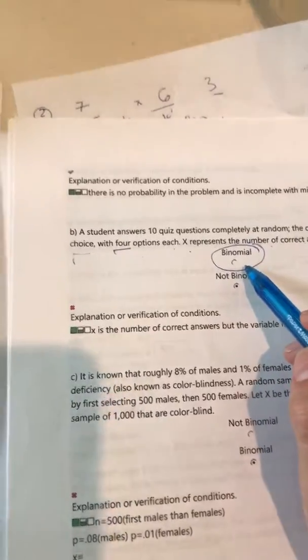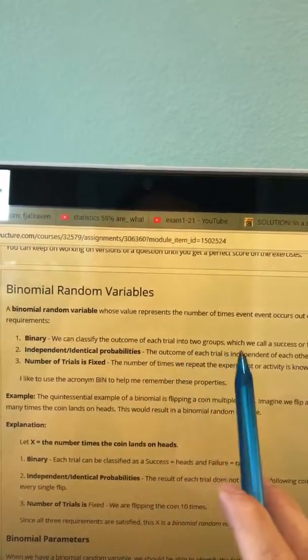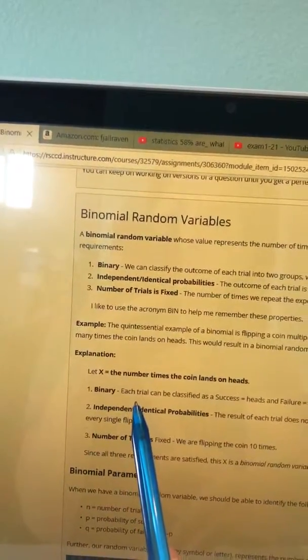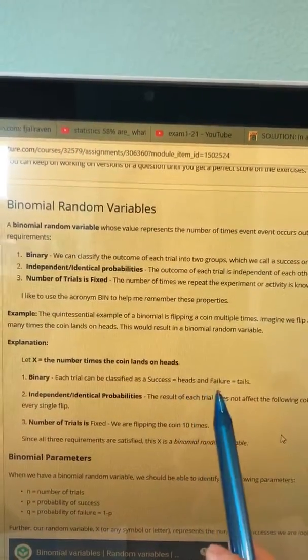It is binomial because if you look at the definition, for binary, we can classify the outcome of each trial into 2 groups, which we call a success or failure. And here the explanation says each trial can be classified as a success equals heads and failure equals tails.